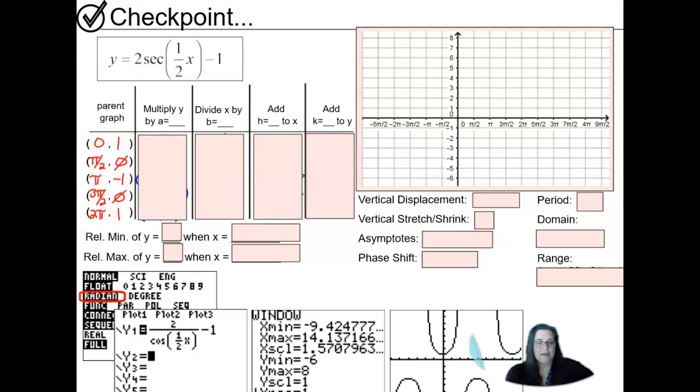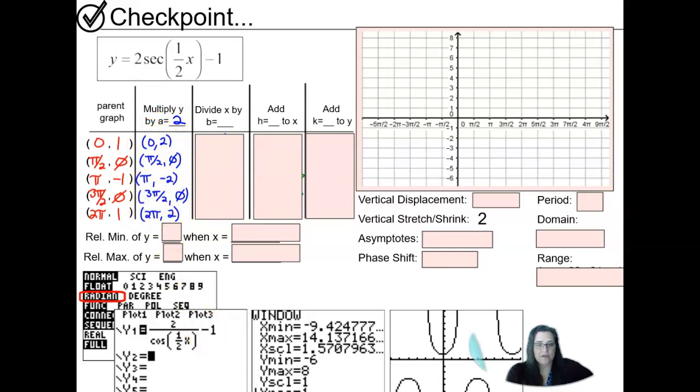So anchor points on the parent graph of secant are 0, 1, and then pi over 2 undefined, pi, negative 1, 3 pi over 2 undefined, 2 pi, comma 1. And then we're going to multiply all those y coordinates by the a, which is a positive 2, and that a is also our vertical stretch of 2. So while the y values are updated, the x's stay the same.